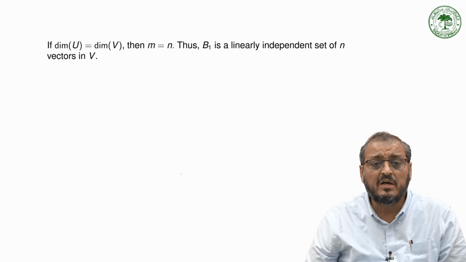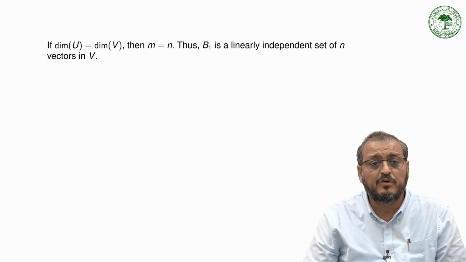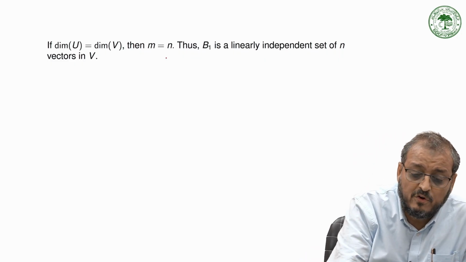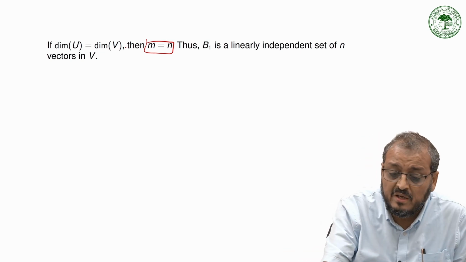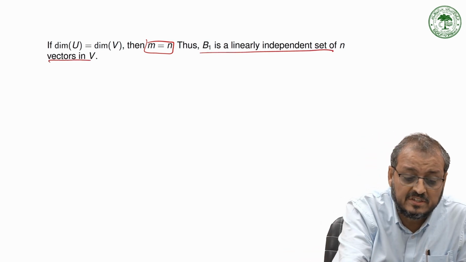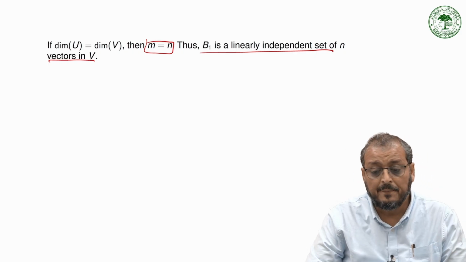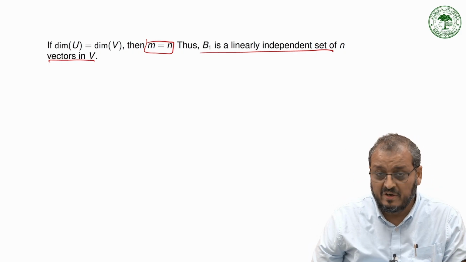Okay, now the next part is to prove that if the dimension of U is equal to the dimension of V, then U is equal to V. That means we have to prove that m is equal to n. Thus B1 is a linearly independent set of n vectors in V.